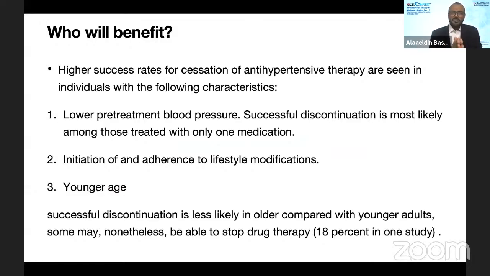And the question is, who is going to benefit from drug withdrawal? The higher success rates of withdrawing the medications basically occur in people who have a lower pre-treatment blood pressure. So if you start antihypertensive medications at a very low blood pressure, then your chances of withdrawing the treatment are higher. In a younger patient, withdrawal of treatment is usually more successful. And if you initiated a healthier lifestyle in addition to the medications, then the blood pressure drops and your chances of successful withdrawal are higher.